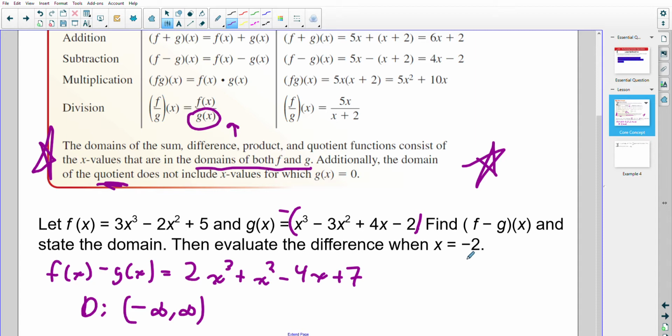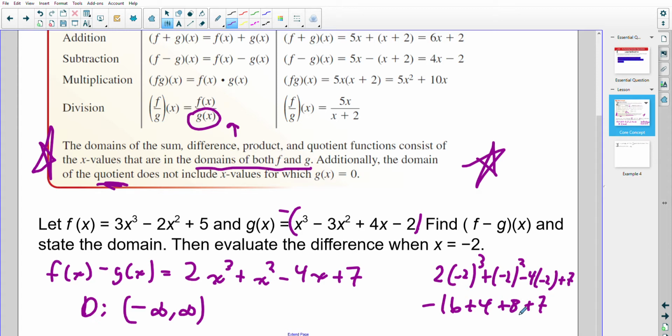Where x equals negative 2, what I'm going to do is substitute negative 2 in for my x, and then I'm going to go ahead and evaluate. So that means, let's see, negative 8, negative 16, plus 4, plus 8, plus 7, 15, 19 minus 16 is 3.